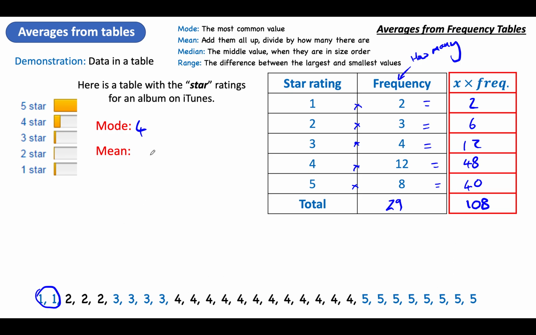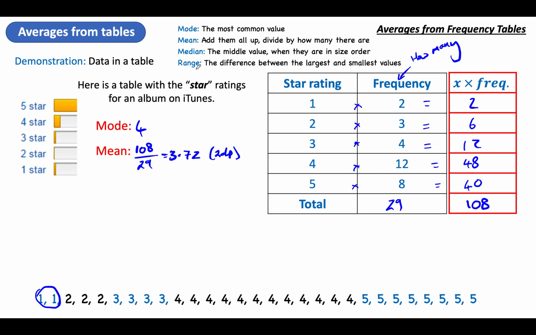So the mean is still: add them all up, divide by how many there are. But to do that, you need to put this extra column in to get these little subtotals first. So the mean is 108 divided by 29, which is going to give us a horrible decimal, but that doesn't matter because the calculator is going to do the work. I'm going to put it to, say, 2 decimal places: 3.72 stars, and that was to 2 dp in this case. So you have to put an extra column in to get the mean.